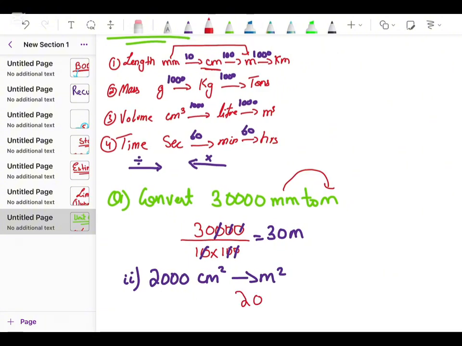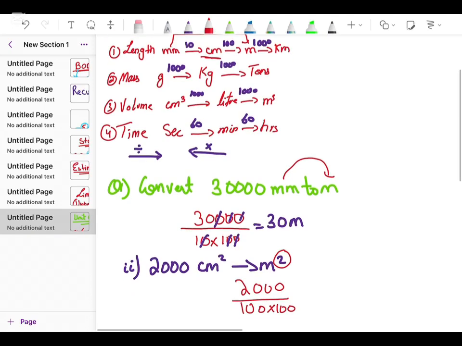I will write 2000, and centimeter to meter means we have to divide by 100. But you can see that there is a square, so I will write 100 two times, because a square will double the value. That's a very important rule. I hope everything is clear in this.